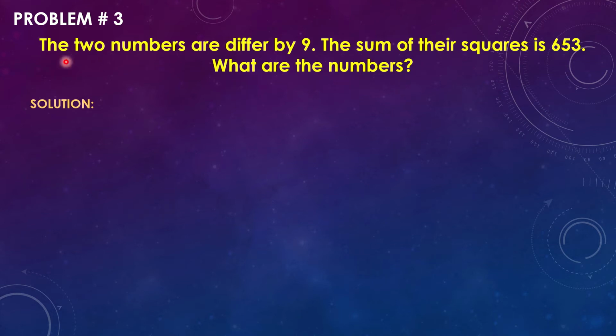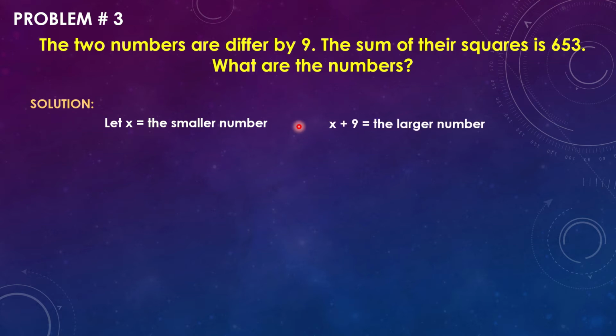So from the given, it says that the two numbers differ by 9. So meaning, one number can be the smaller number, and let us assume that that is x. And the other number, which is the larger one, is equal to x plus 9. x for the smaller because we don't know yet what the smaller number is. And since it says here that it differs by 9, the larger number is more than the smaller number by 9.